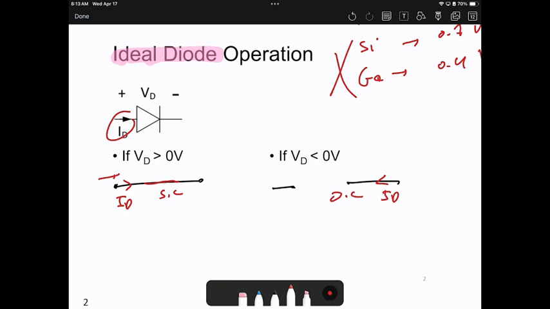Okay? So you need to be consistent in how you draw the equivalent circuit for each one. Does this make sense? Keep in mind, look at the current directions or the voltage polarities. The positive must be at the anode, negative at the cathode, or the current going from anode to cathode.